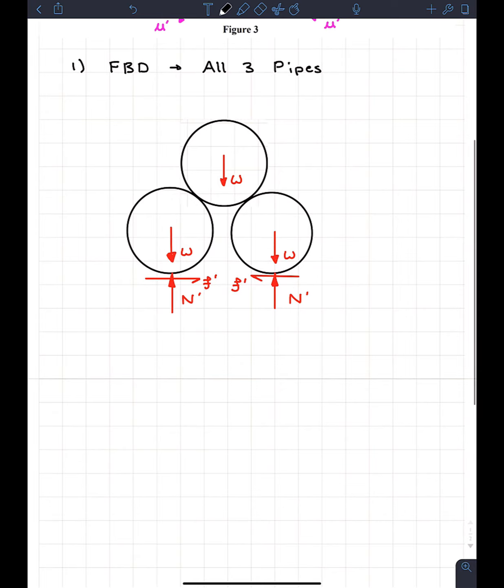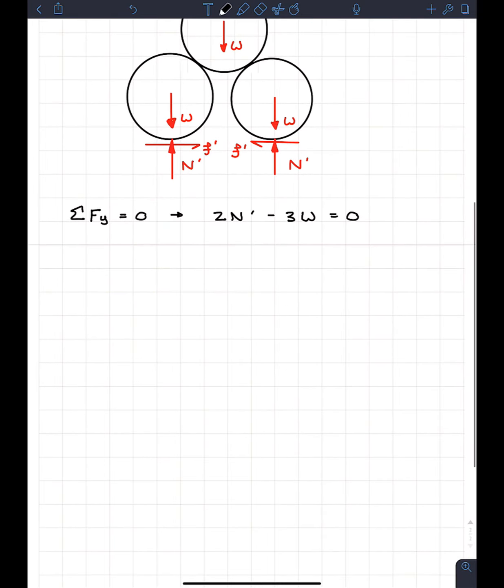So one thing that we can do, however, is sum of the forces in Y equal to 0. What we find is we have 2 normal forces, N prime, going upwards. So we got 2 N prime going upwards, and then we got 3 weights coming downwards. So minus 3W is all equal to 0. So what I can do is rearrange this equation and go, therefore, N prime is going to be equal to 3 over 2 times W.